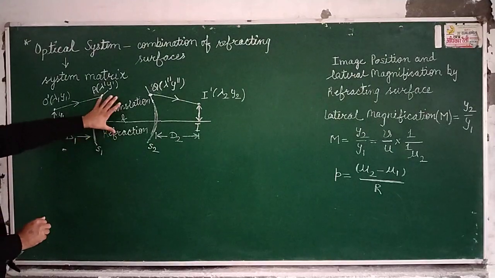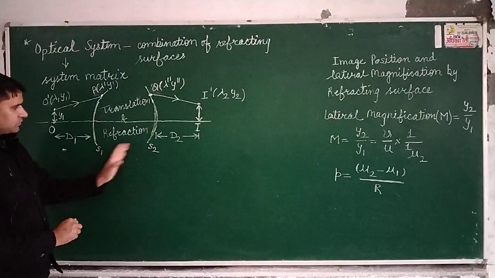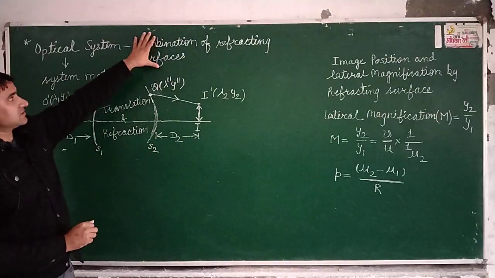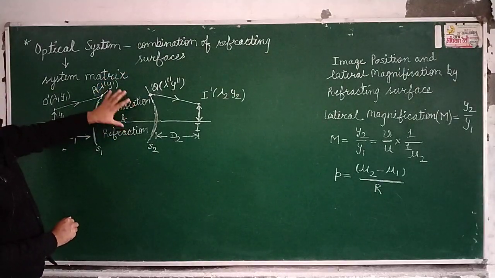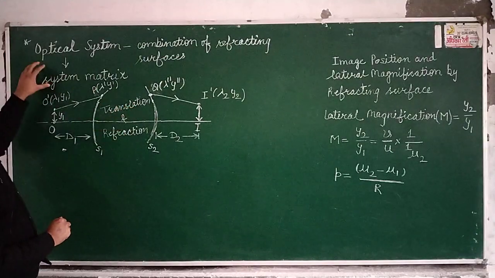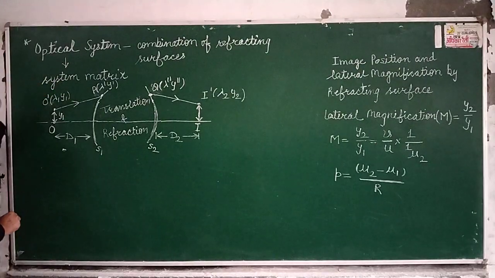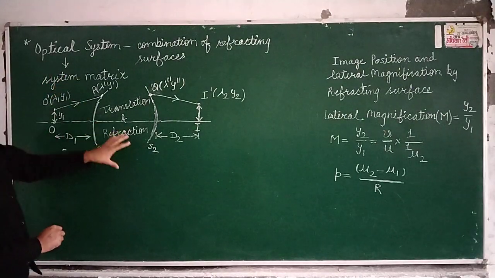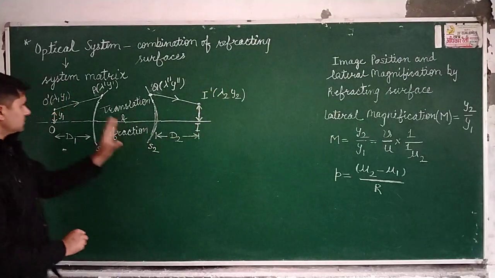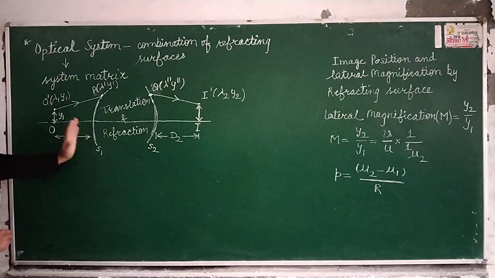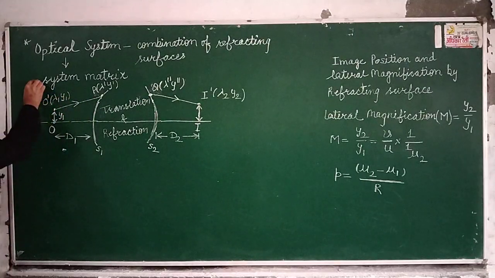Now you can see that in between point P and Q, or in between the two surfaces S1 and S2, a combination of refracting surfaces is there. So this combination of translation and refractions is represented by a system matrix. Simply, the system matrix is a matrix which connects the optical coordinates of the image in the image space with the optical coordinates of the object in the object space.